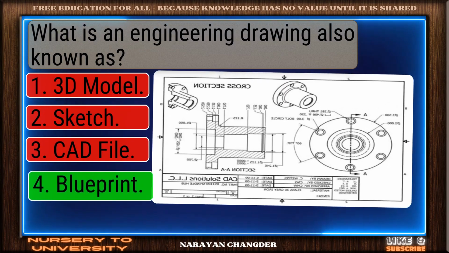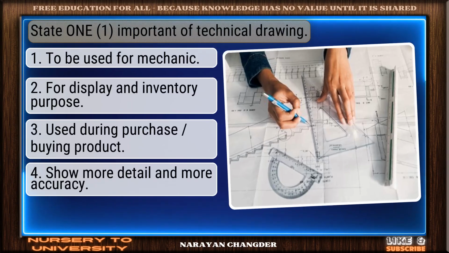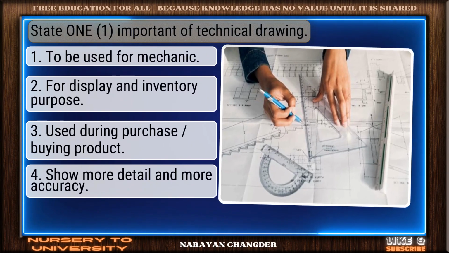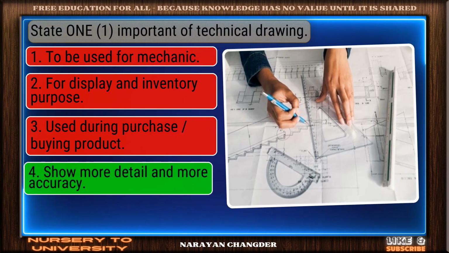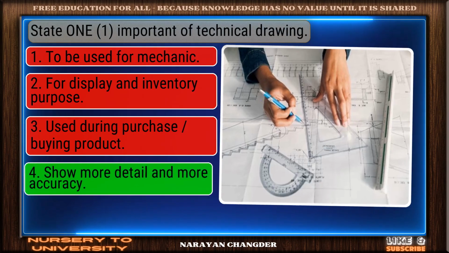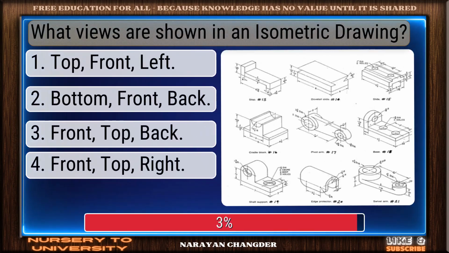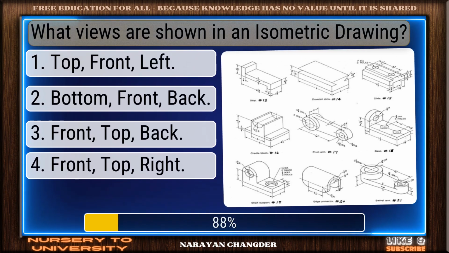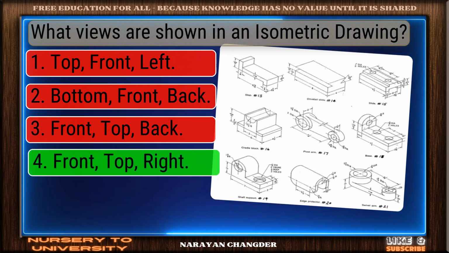Exactly. Blueprint makes sense, and it is the right choice. State one important of technical drawing. Great thinking. Show more detail and more accuracy is the right choice. What views are shown in an isometric drawing? You chose front, top, right, and it is correct.